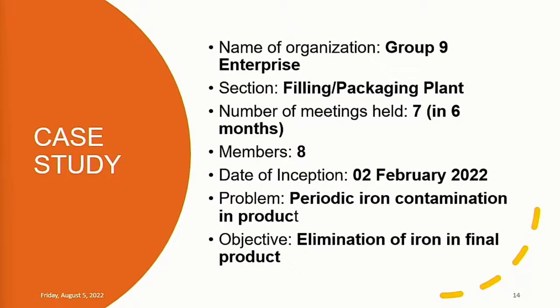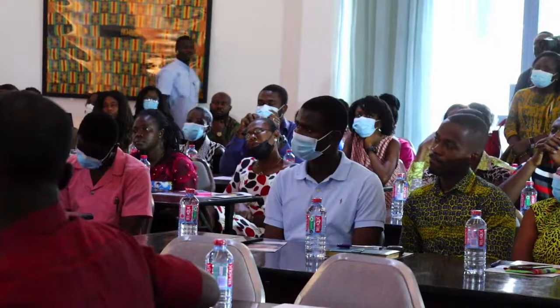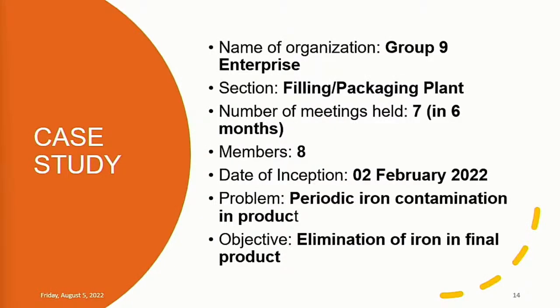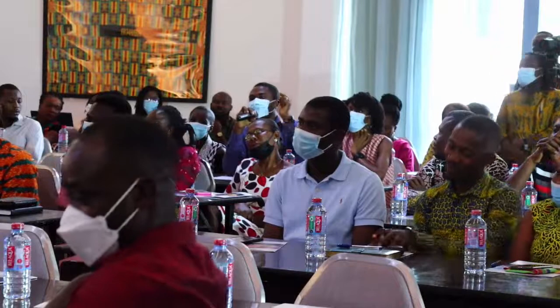Yes, this one. So you set an objective, elimination of iron in final product. I was thinking, was this the goal? And if it's the goal, is it SMART? There's no time in it. There's no measure. Is it achievable? Is it realistic? So that was the question I wanted to ask. Your goal before you do the quality improvement project should be very clear for everyone to understand. Thank you.